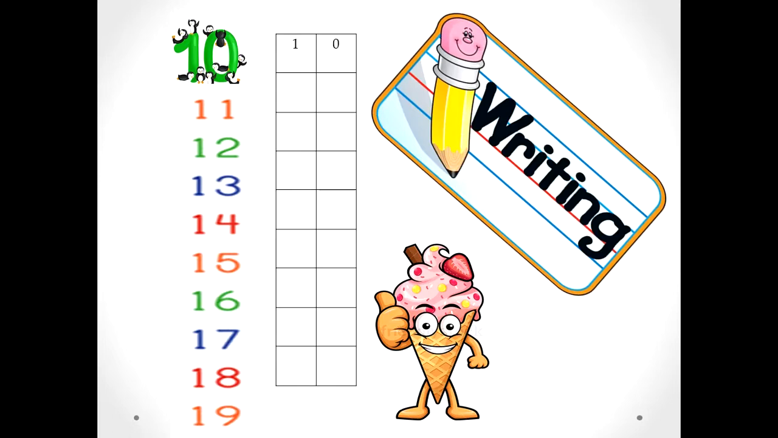1 1 11. And then 1 2 12, 1 3 13, 1 4 14, 1 5 15, 1 6 16, 1 7 17, 1 8 18, and 1 9 19. Is it clear?